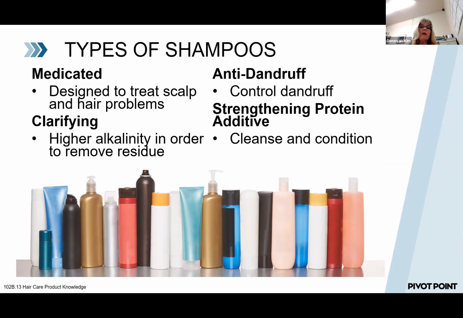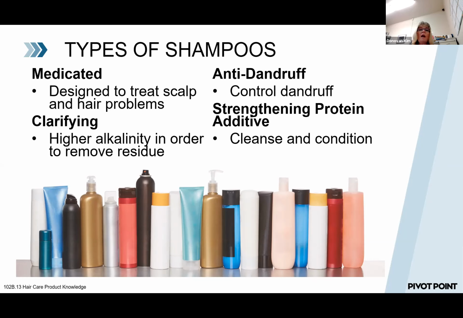So then we have a medicated shampoo, right? This is designed for scalp problems. So you could have a plain shampoo that they've added the medicated parts to for dandruff. So then it becomes a medicated shampoo, right? Clarifying shampoo, very high in alkaline.